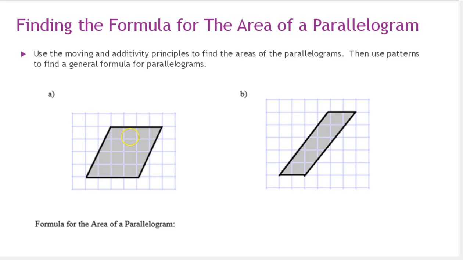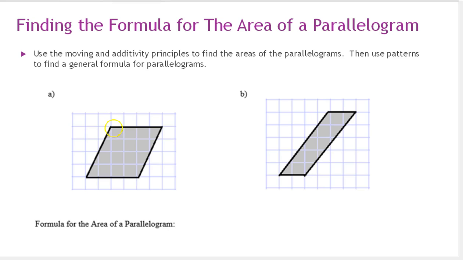Notice these shapes, they're not rectangles, they're similar. But if we can use the strategies to make them look like rectangles by using moving and additivity and not changing the area, just cutting and moving the different pieces, then we can find the area. And then we're going to look for patterns and see if we can figure out a general formula for the area of a parallelogram. So let's look at the first one.